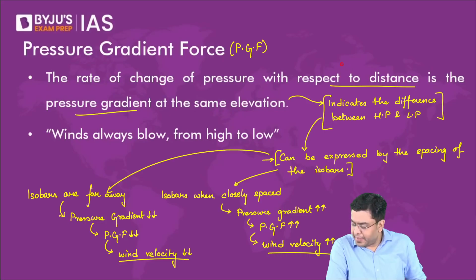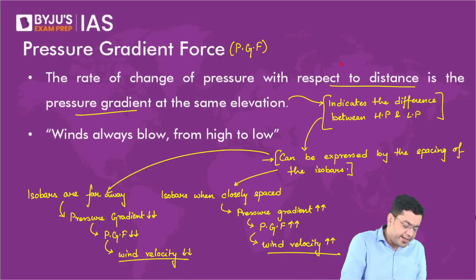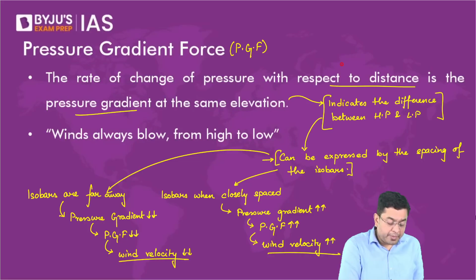Isotherms are basically the imaginary lines which join places indicating a similar amount of temperature.